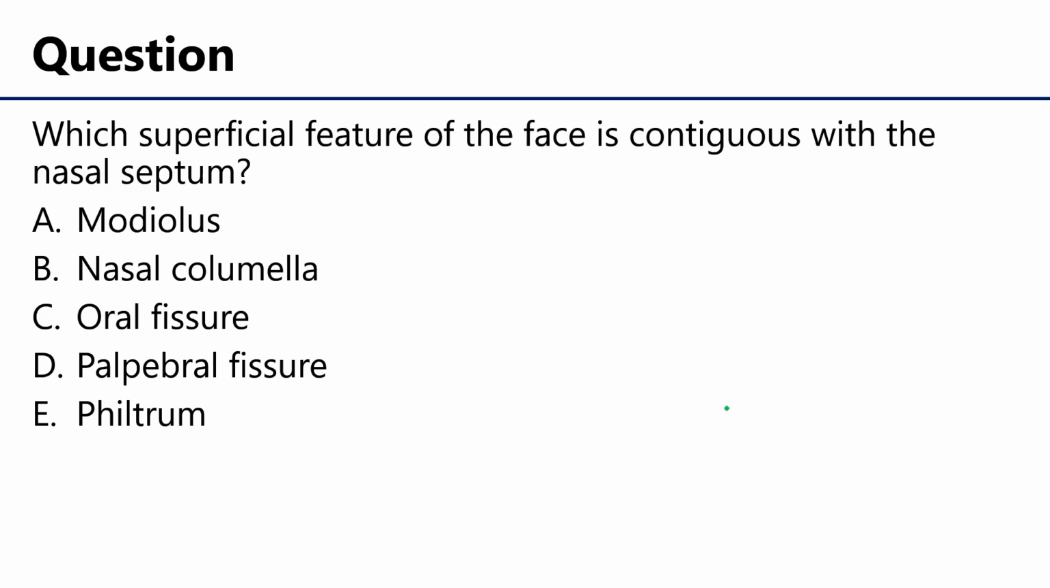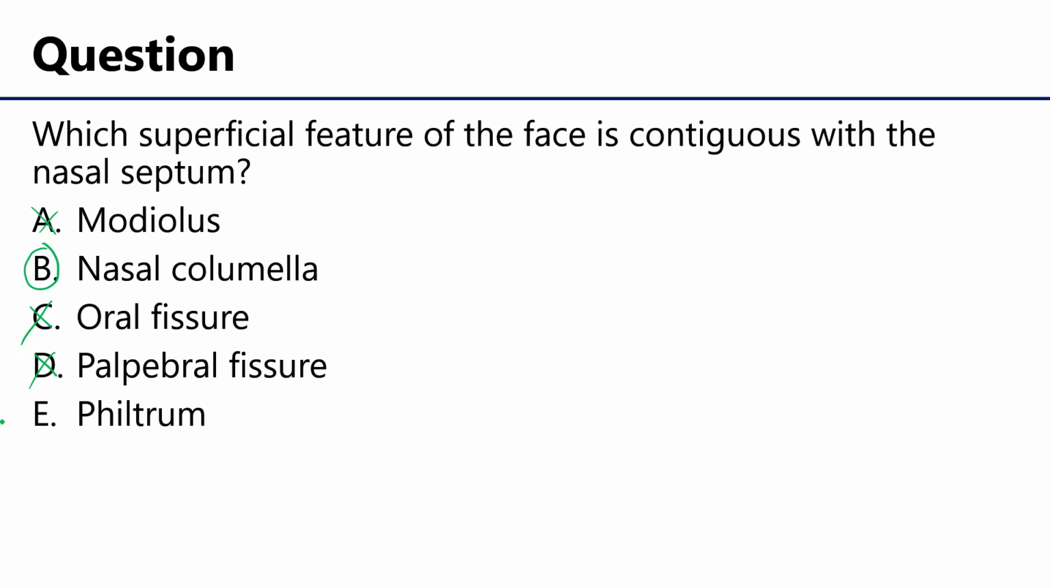And that leads us to our assessment question for this video, and that is, which superficial feature of the face is contiguous with the nasal septum? Is it A, modiolus? No, that has to do with the oral fissure. B, nasal columella? Yeah, I like that answer quite a bit. The columella is the extension of the nasal septum that has skin on it, so that's a great answer. Oral fissure, that has nothing to do with the nasal septum. Palpebral fissure, nope, that's up for the eye.